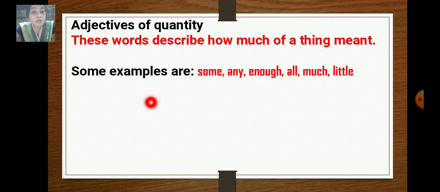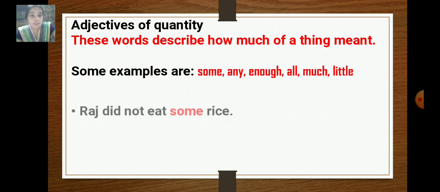Now some more examples. Some words for adjectives of quantity: some, any, enough, all, much, little. For example, I can say there is some water in the glass. Means there is little water in the glass. That is quantity. So the word some is an adjective of quantity.